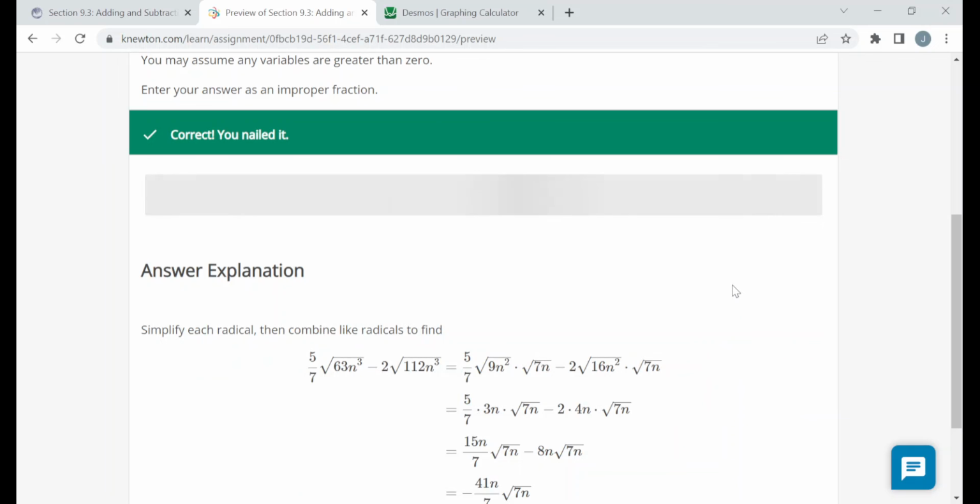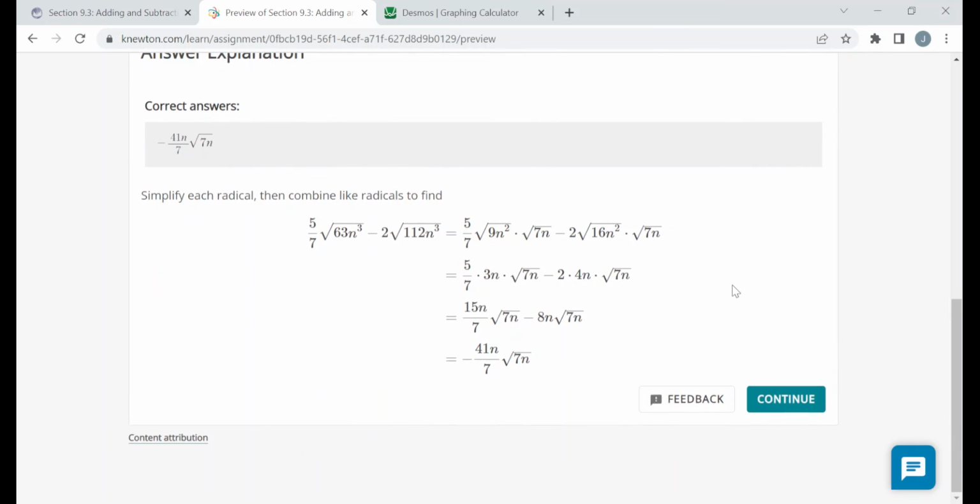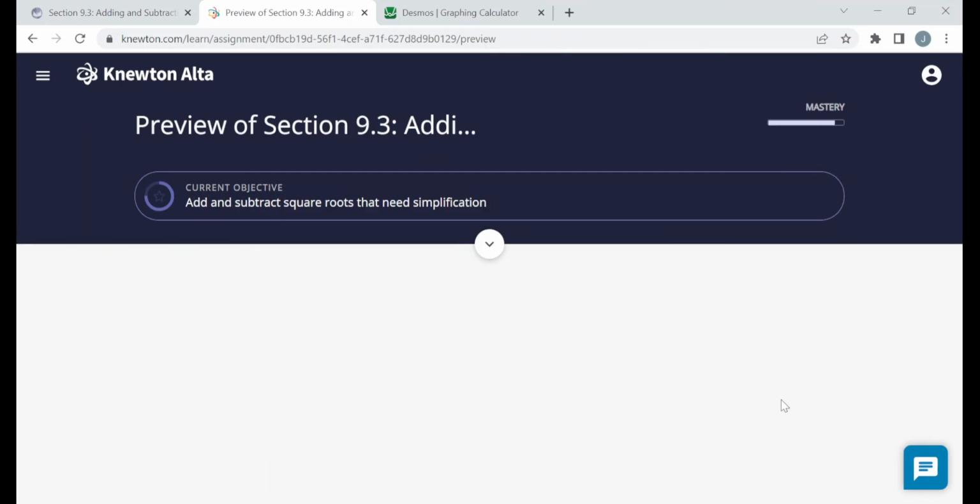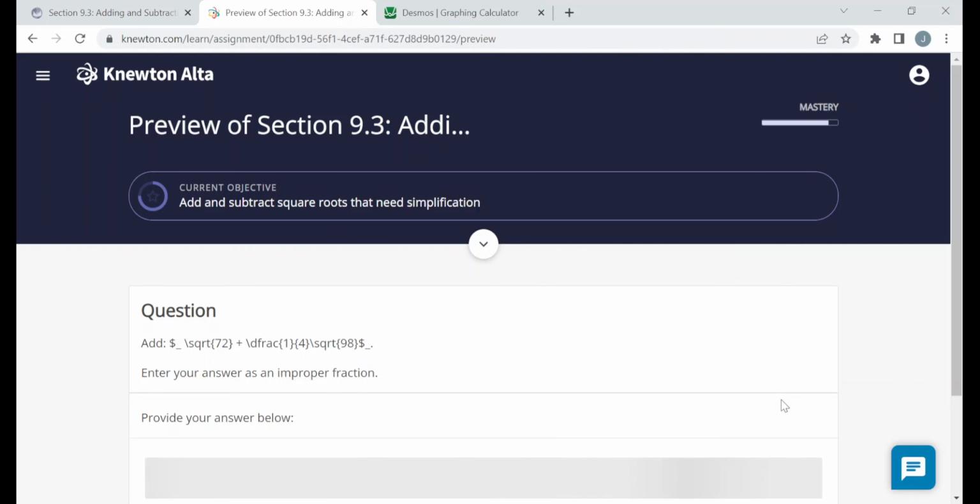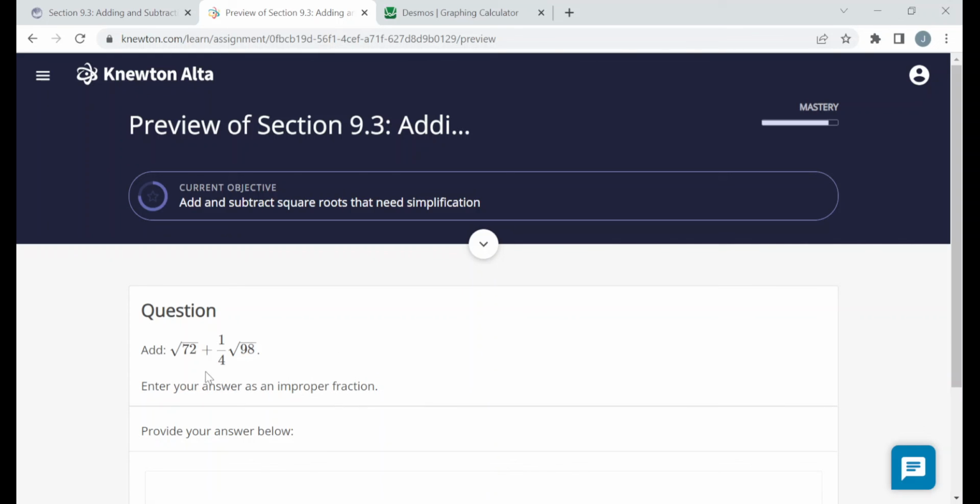Great. And I should have just one more of these based on my progress. So once again, we're given an expression. We're asked to add or subtract here, and the radicals at the moment are not like square roots, but after simplifying, we will see that they are. And then we can add them.